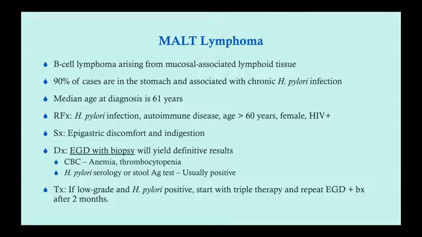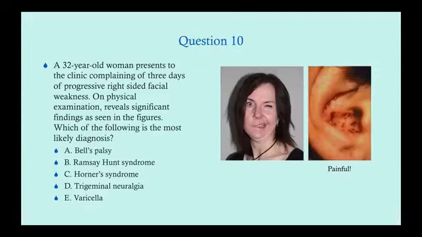If it hasn't, then we consider it to be resistant to triple therapy, and then we start in with chemo and possibly radiation. But most of these cases will resolve with triple therapy. All right, and then we'll finish up with question 10.